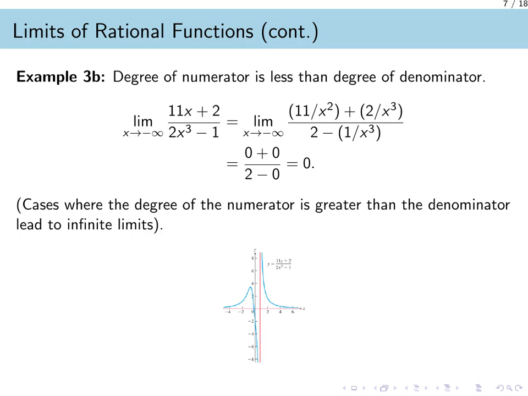As x becomes an extremely large negative number, all the fractional terms with x in their denominator approach 0. We are left with a numerator of 0 plus 0, and a denominator of 2 minus 0, which simplifies to 0. This illustrates a general rule. Whenever the denominator's degree is greater than the numerator's, the limit, as x approaches positive or negative infinity, is always 0.